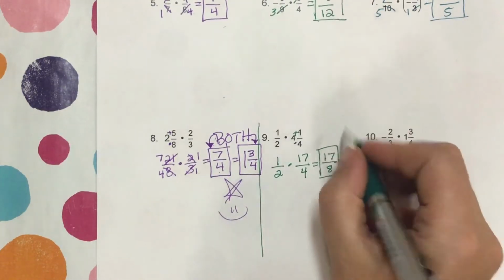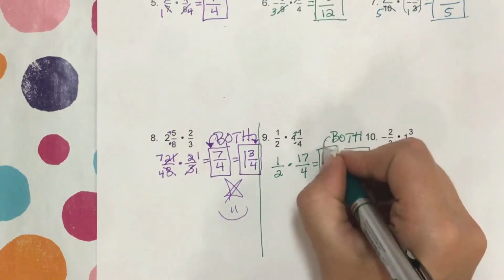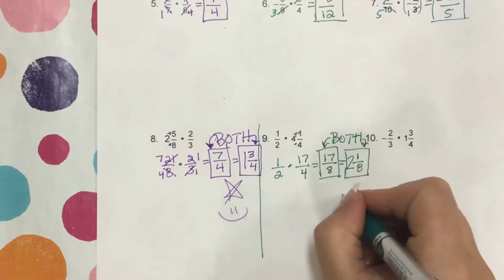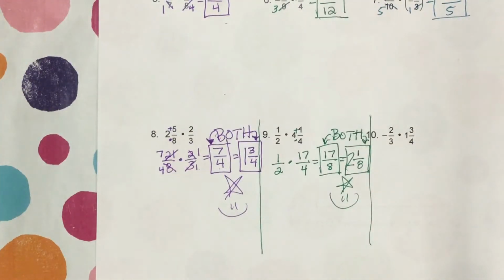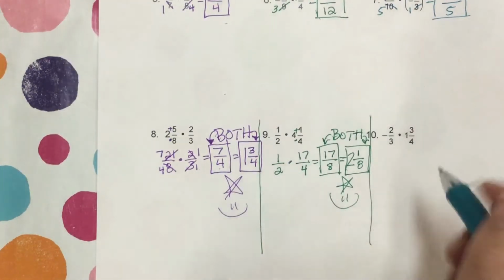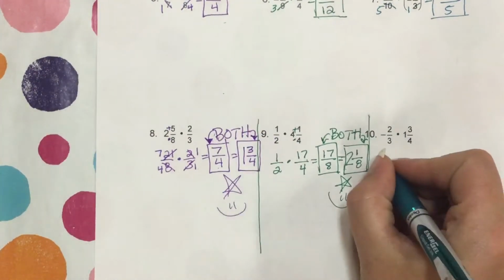So if you got that right and you have both of the answers, we need both of them, this one and this one. Great job. That's awesome. Okay, here we go. On to the next one, number 10. Number 10. We have -2/3 times 1 3/4. And yes, there's another mixed number, which means we have to change it into an improper fraction.